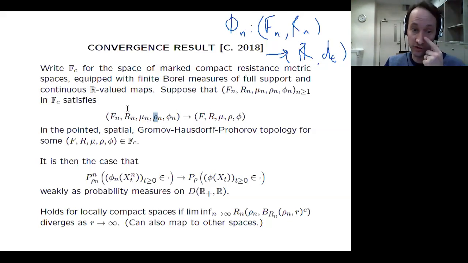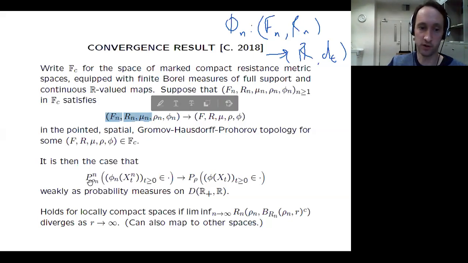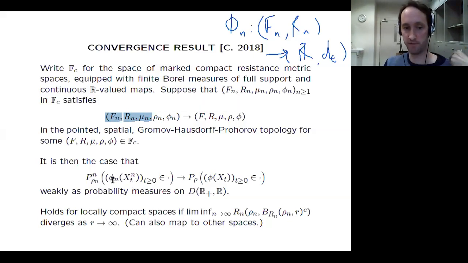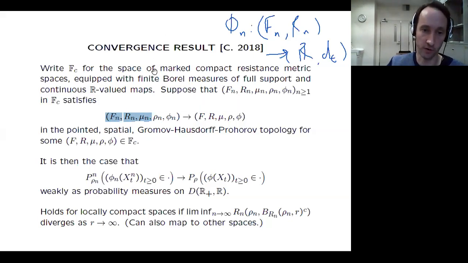And like I say, the connection between the resistance metric and the processes is strong enough that if we have convergence in some suitable way, so again, some Gromov-Hausdorff type notion of convergence of these abstract metric spaces, then we also get convergence of the processes. Here, X_n is the process naturally associated with this resistance metric space. We start it from the marked point, and then we map it into R using the embedding phi_n. What the result says is that these are going to converge to the corresponding thing for the limit over here.